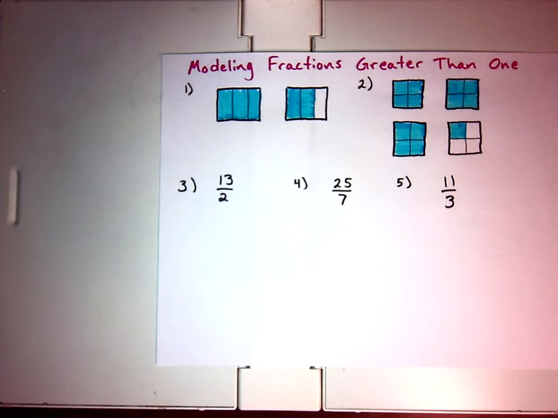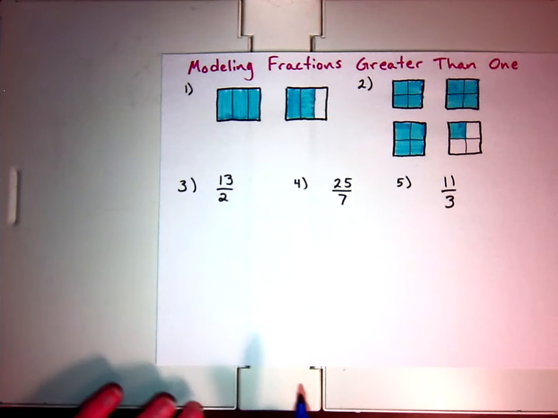In this lesson, we're talking about modeling fractions greater than 1. Okay? So I have a few problems here that we're going to work through. The first two are showing the models, and we're going to write the mixed numbers for them. Okay? And then the next problems, we're going to see how to turn improper fractions into mixed numbers, and then we'll model one of those and show how to model a mixed number. So we'll do the opposite of 1 and 2.